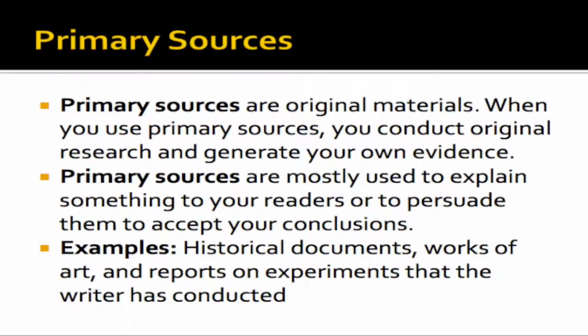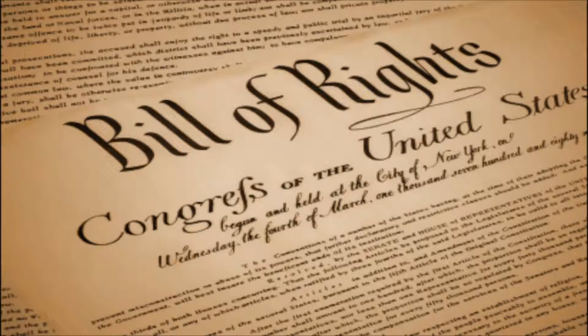Primary sources. Primary sources are original materials. When you use primary sources, you conduct original research and generate your own evidence. Primary sources are mostly used to explain something to your readers or to persuade them to accept your conclusions. Some examples are historical documents, works of art, and reports on experiments that the writer has conducted. The Bill of Rights is a very famous primary source.